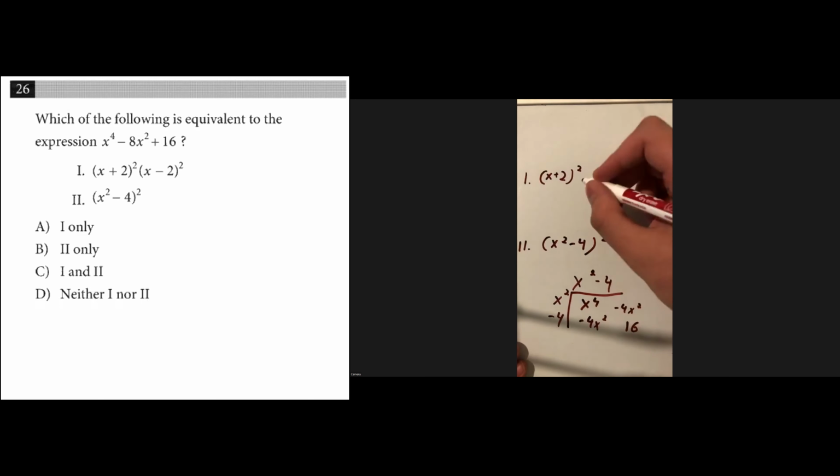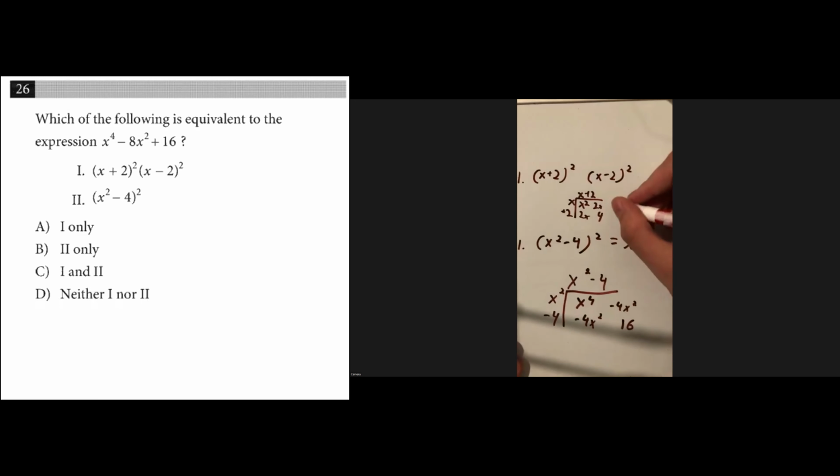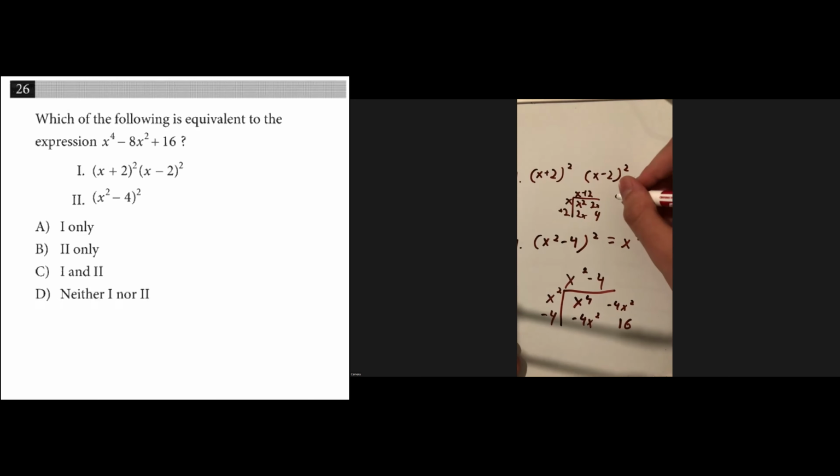And then for the first one, we have x plus 2 times x plus 2, which is x squared, 2x, 2x, and 4, which gets us x squared plus 4x plus 4. And then the second part of the equation is x minus 2 squared. So x minus 2 times x minus 2, x squared, negative 2x, negative 2x, 4. So that's x squared minus 4x plus 4. And then you have to multiply these two together.